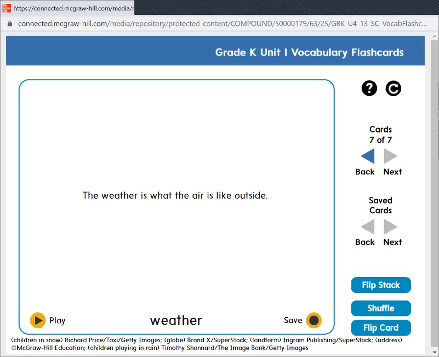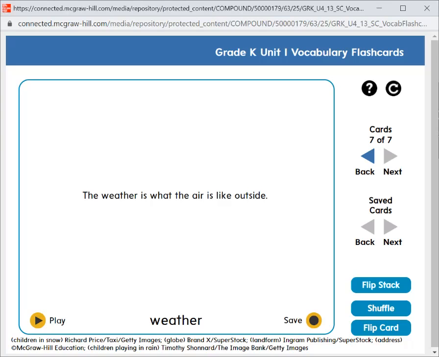All right, superstars, I want you to practice these vocabulary words. I want you to trace your foldables and go over those vocabulary words.